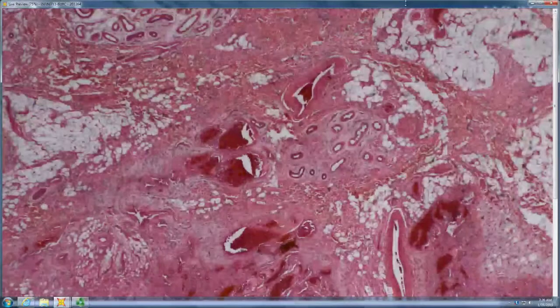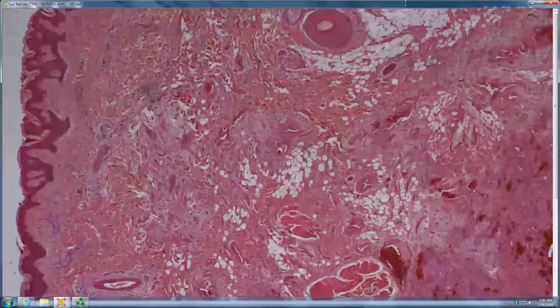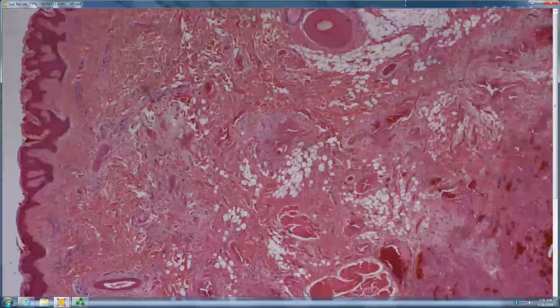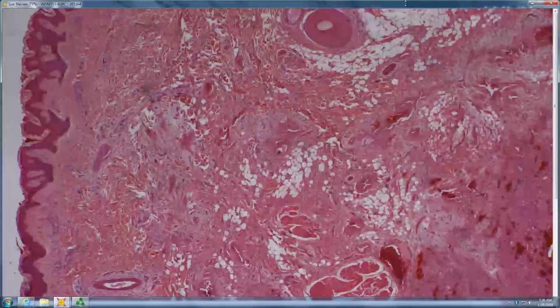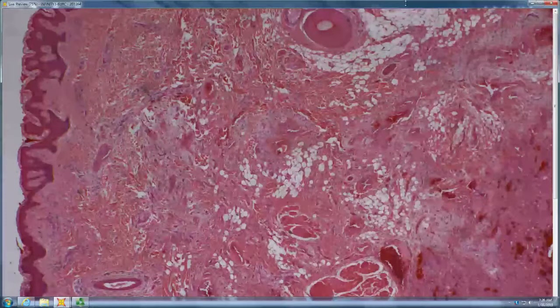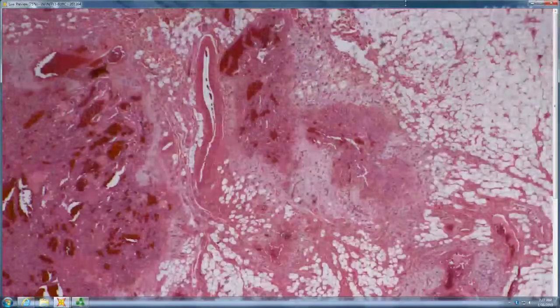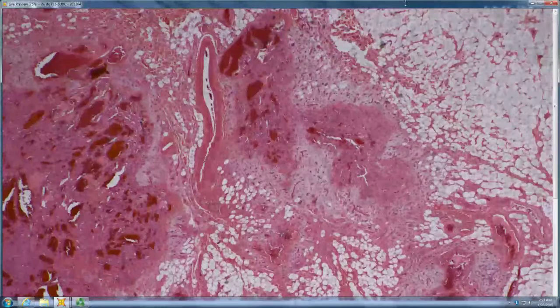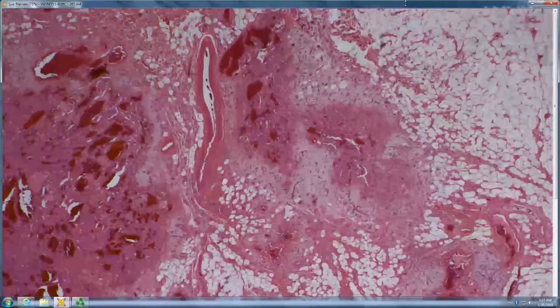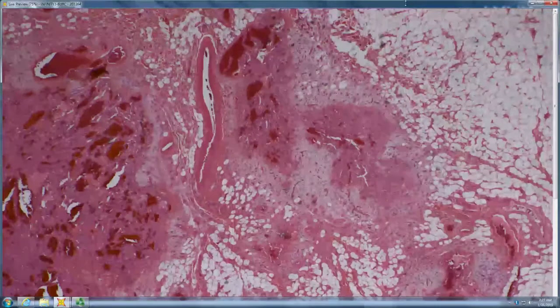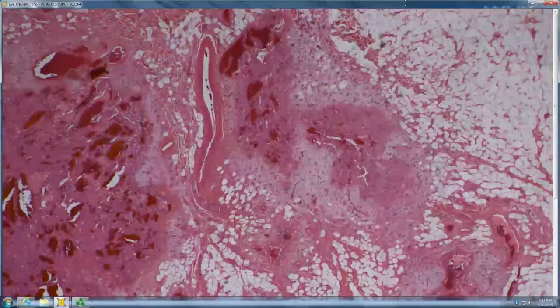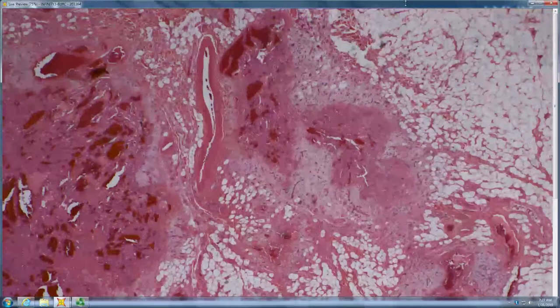So the key is that the superficial portion looks kind of like angiokeratoma or lymphangioma, but there's a deeper portion that is Kaposiform, wrapped around vessels, and typically with hemosiderin deposition. So superficial portion that resembles an angiokeratoma or lymphangioma, deeper portion that is Kaposiform with hemosiderin.